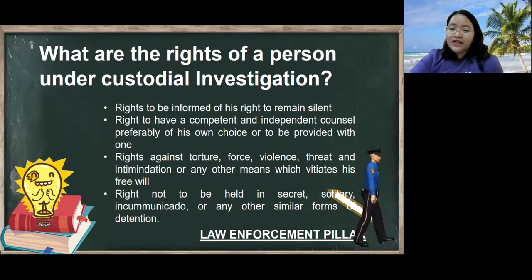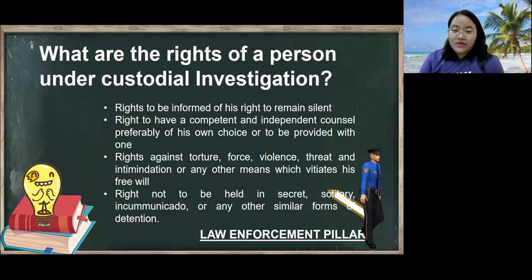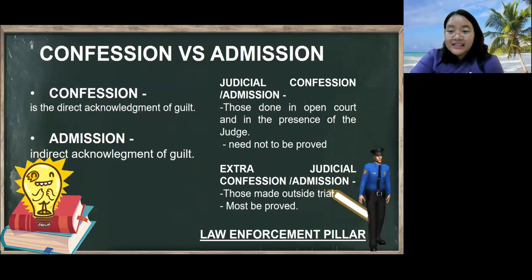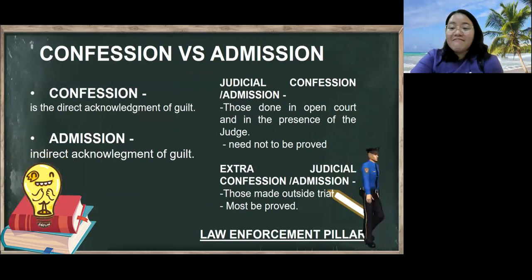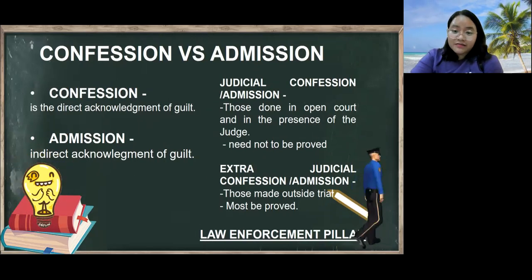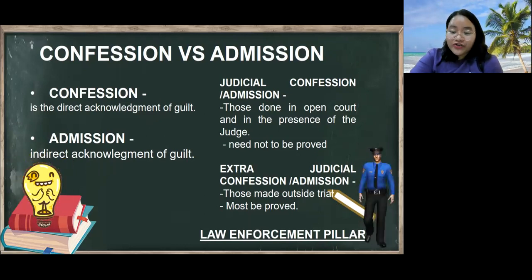Now, in the process of custodial investigation, there are the words confession and admission. Confession is the direct acknowledgement of guilt. For example, the accused was charged with homicide. During the trial, he acknowledged that he was the one who killed the victim. That particular acknowledgement is a confession.